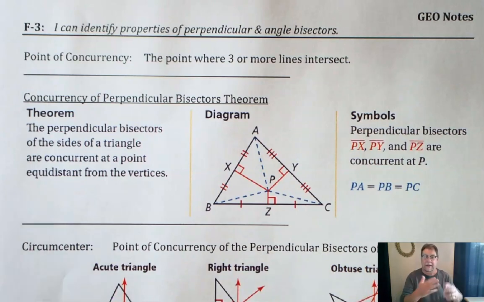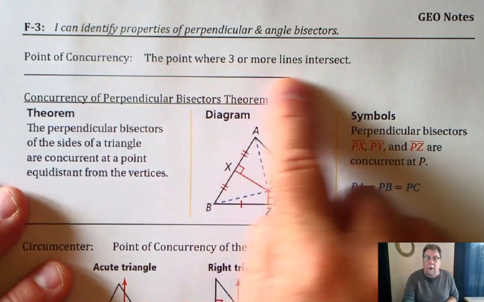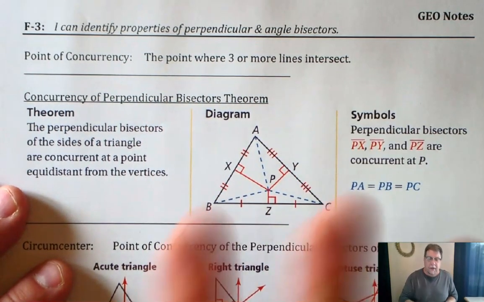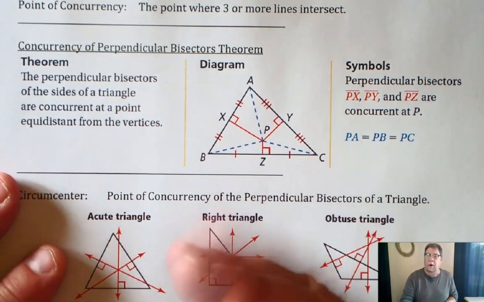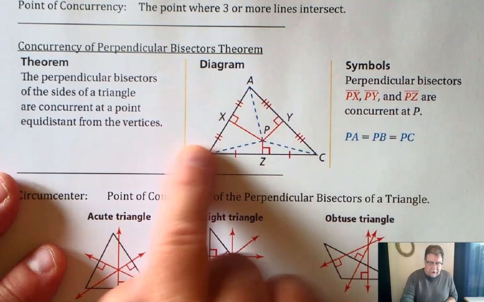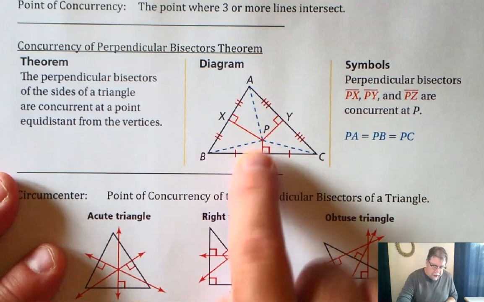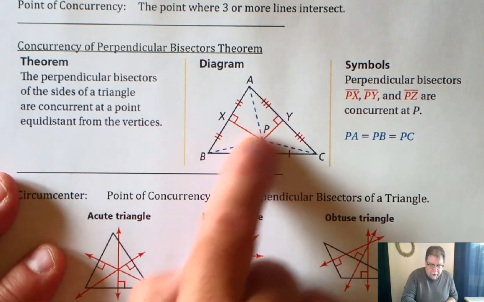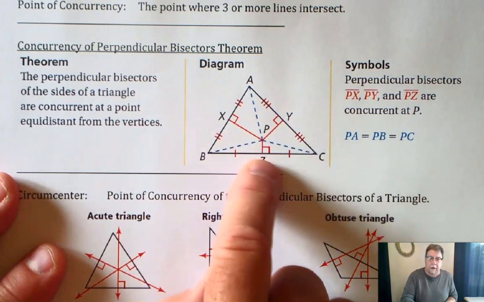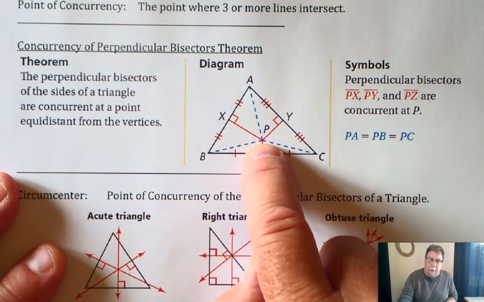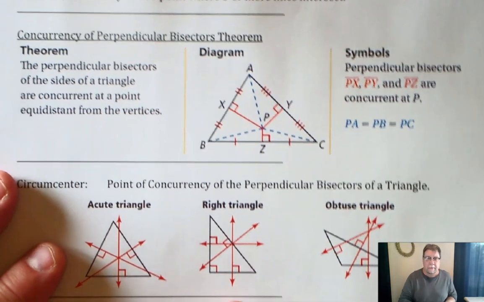And so now we're going to tie that together with something called a point of concurrency. That is a point where three or more lines intersect. And you'll see what I mean right here. Here's a triangle, ABC, and suppose you drew all three perpendicular bisectors to each of the sides. So XP would be the perpendicular bisector of AB, PZ the perpendicular bisector of BC, PY the perpendicular bisector of AC. All three of those perpendicular bisectors would intersect at point P. So that would be the point of concurrency of those perpendicular bisectors.